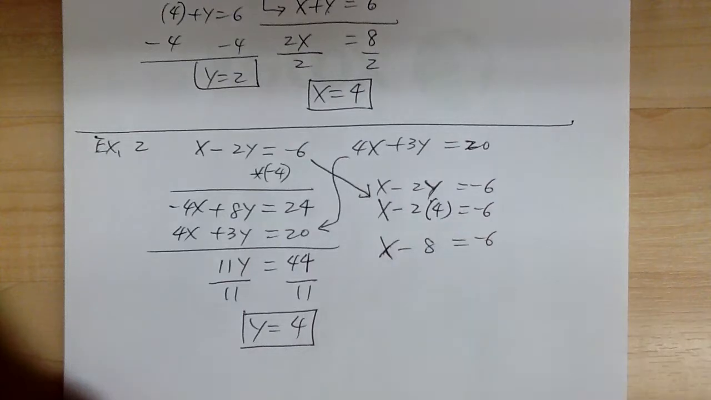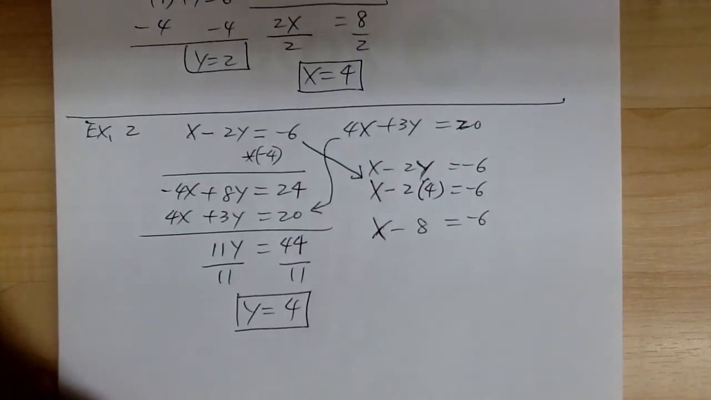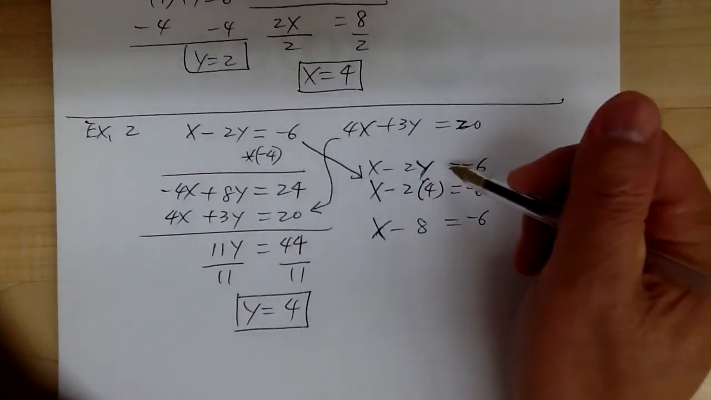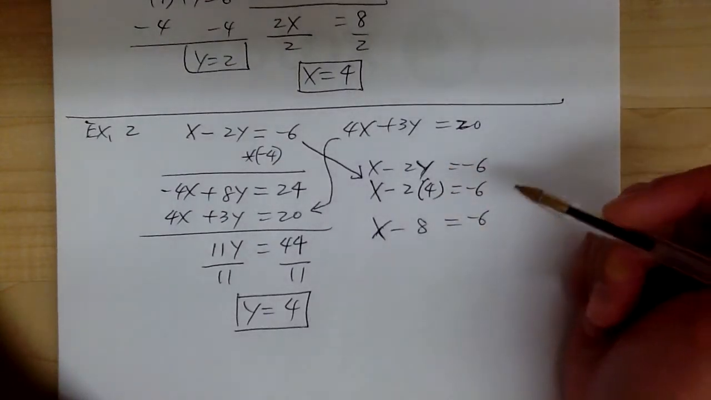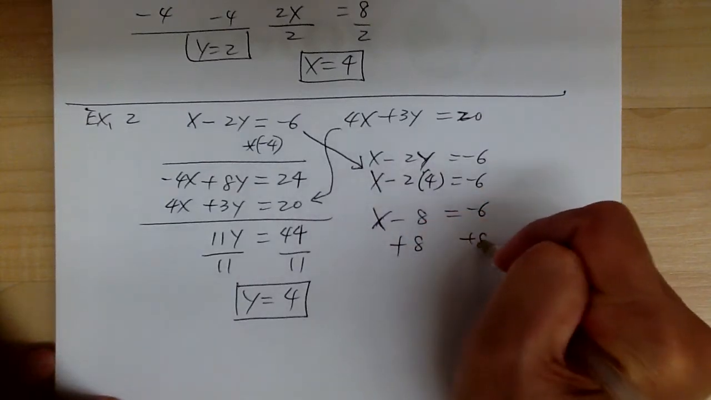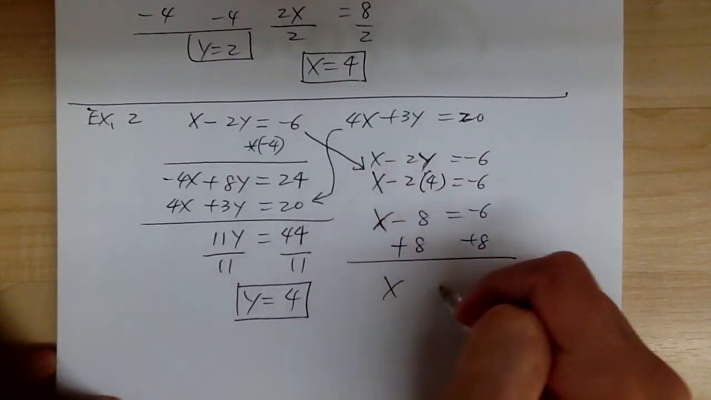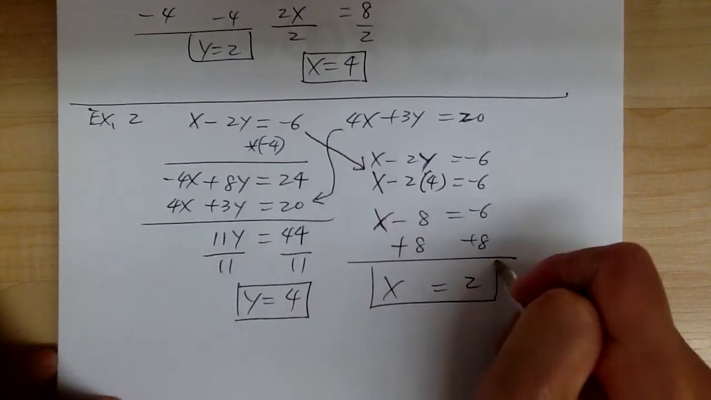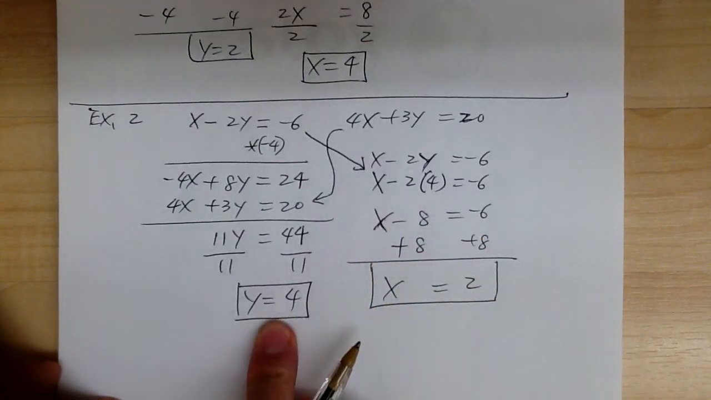Again, show your steps, okay? Remember, math is not just getting an answer, right? Math is communicating your thoughts, right? So you need to show people how you get the answer. So show your steps. So you can plus 8 to undo the 8. So plus 8, so you got x equal to 2. Okay, and that's it. So x equal to 2, y equal to 4.